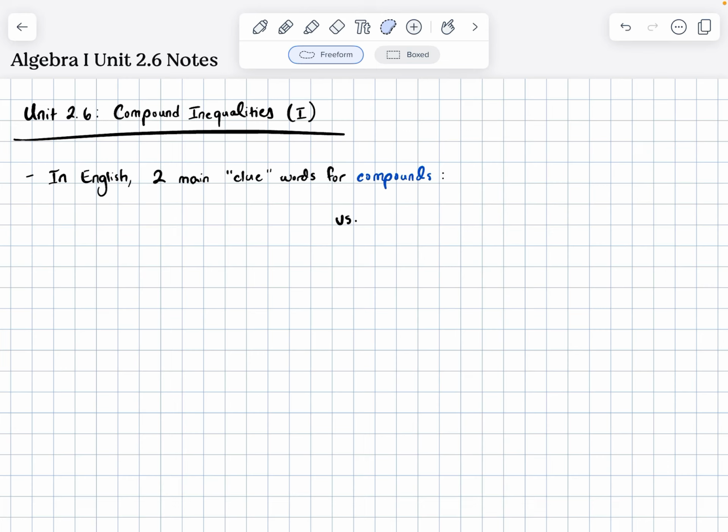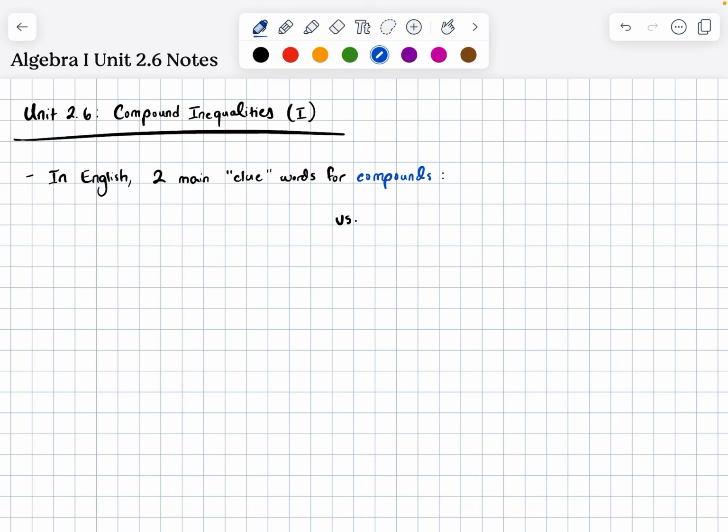In English, we have two main clue words that often will tell us that we're working with a compound. In other words, something with two or more ideas, or things, or parts, or options, or choices. What are those two big words that come to mind for you? There are a lot of them, but two of them should stick out more than others. Take 10 seconds, pause the video. What do you think? Alrighty, maybe you think, maybe you thunk.